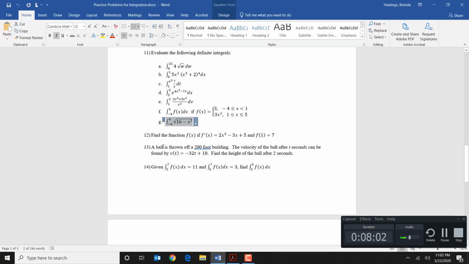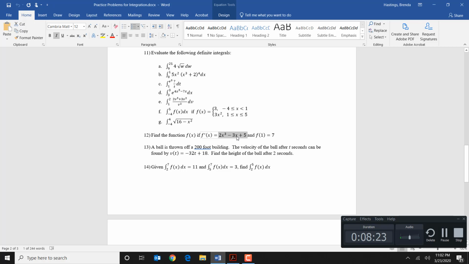All right, so let's look at number 12. Find the function f of x if its derivative is 2x cubed minus 3x plus 5, and we know that the function evaluated at 1 is 7. All right, so we know its derivative. So we're looking for the antiderivative. So we're integrating 2x cubed minus 3x plus 5 with respect to x.